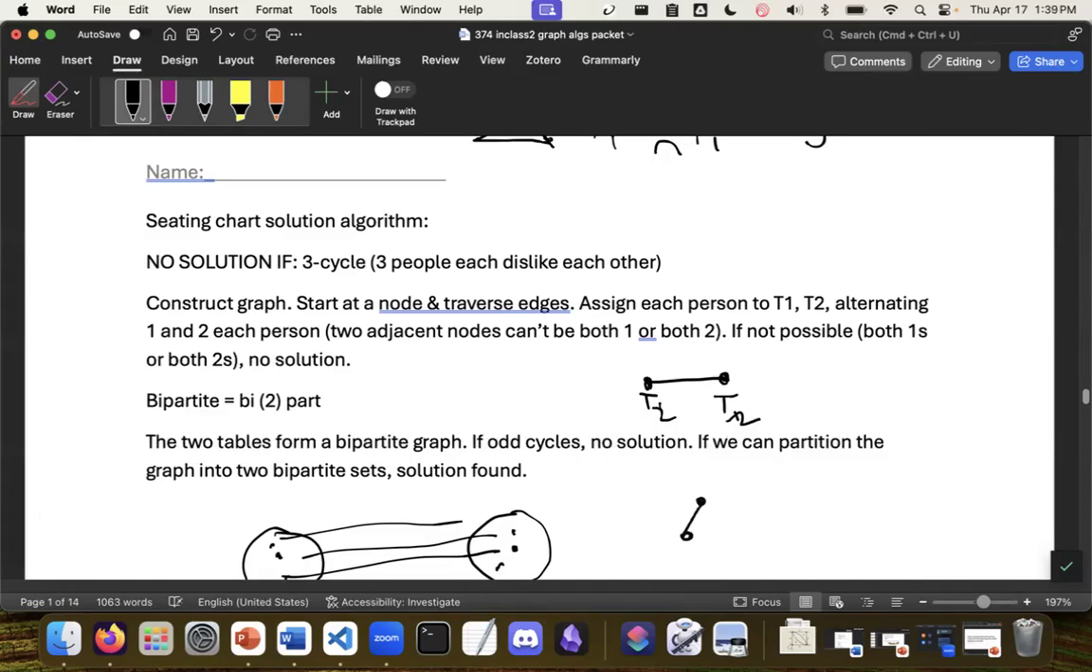So an odd cycle in our graph could look like this, which is a 3 cycle, or 1, 2, 3, 4, 5 is also an odd cycle. And so any configuration of odd cycle that we find, if that's present in our guest list and the list of animosities, then there's no solution possible.